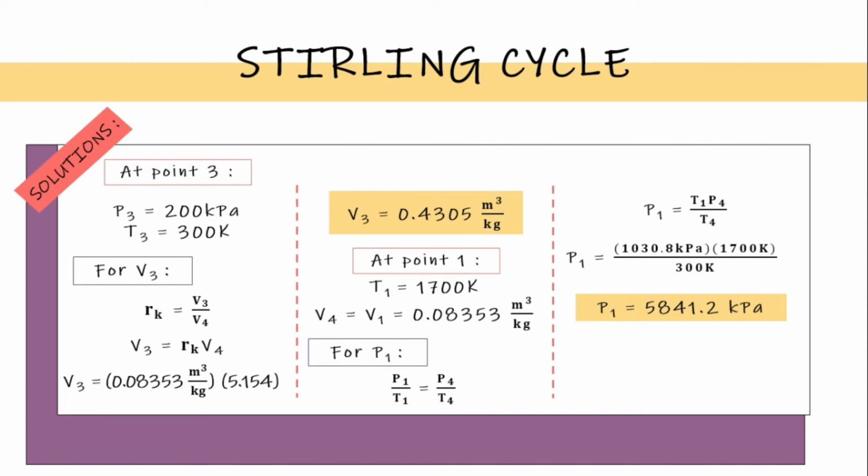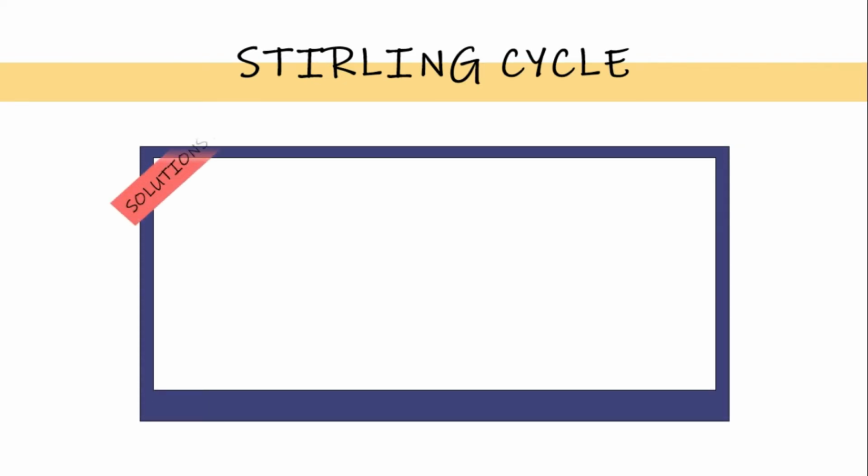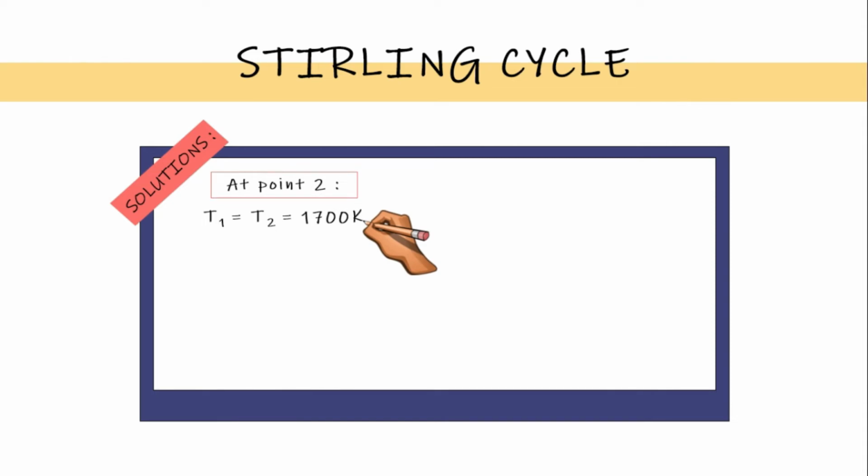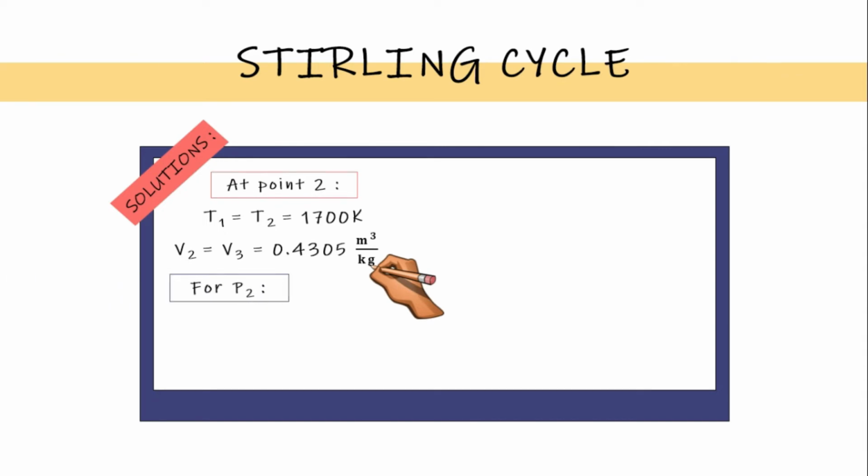P1 will now be 5841.2 kilopascal. Now, we have the last point, which is point 2. T1 is equal to T2, and T2 is equal to 1700 Kelvin, right? V2 is equal to V3, and V3 is equal to 0.4305 cubic meter per kilogram. Now, we only have P2 to find.